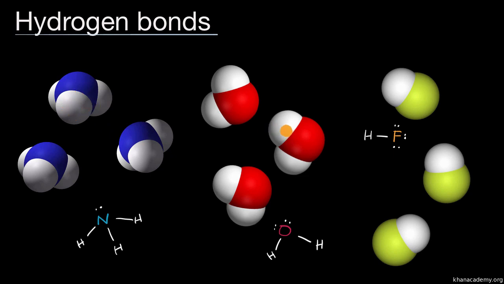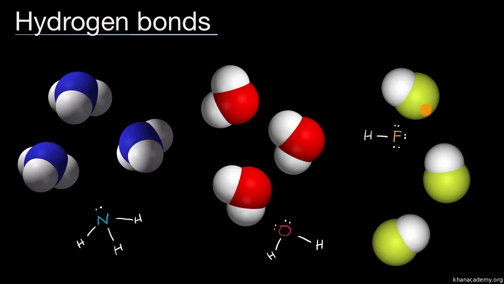In the middle, I have something you're probably very familiar with. In fact, you're made up of it, which is water. Each oxygen is bonded to two hydrogens. And then here on the right, I have hydrogen fluoride. Each fluorine is bonded to one hydrogen. Now, why are these types of molecules interesting, and what does that have to do with hydrogen bonds?